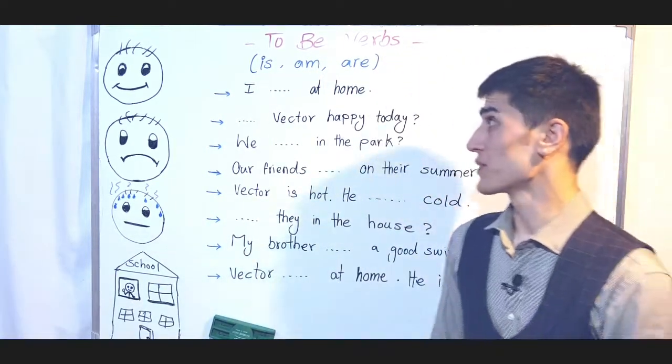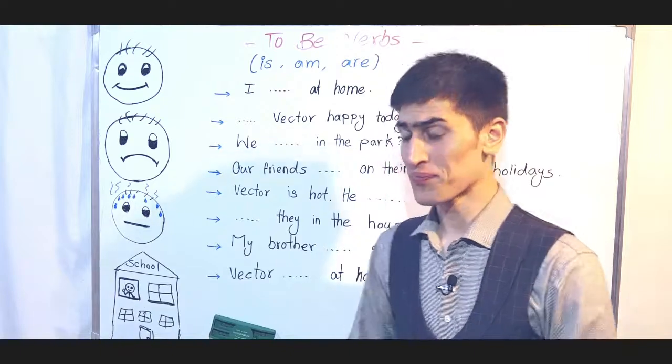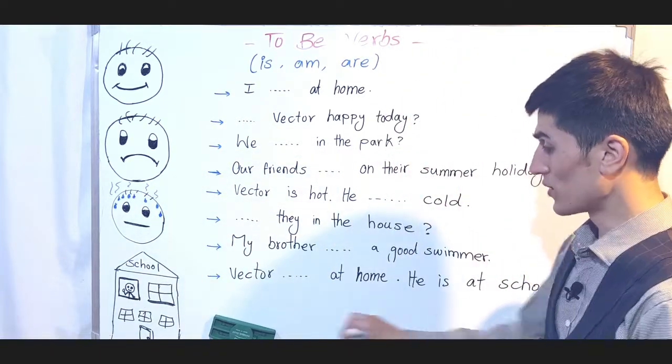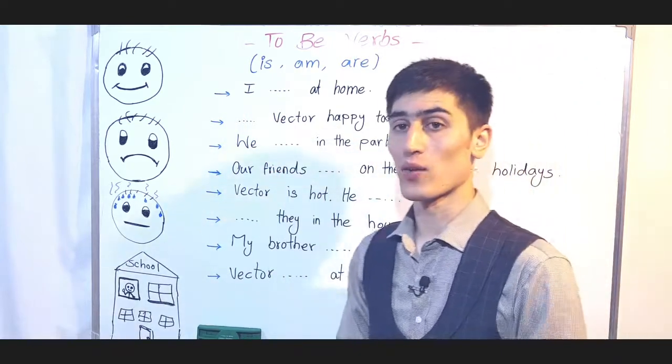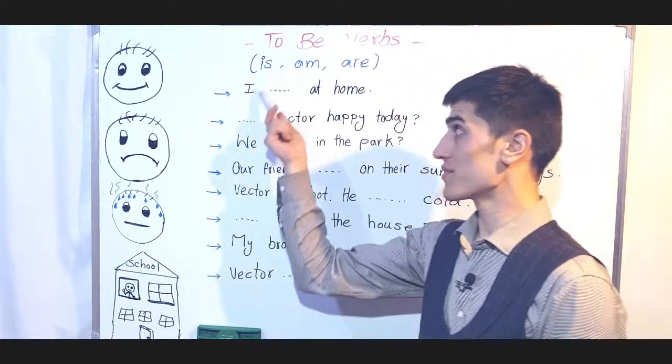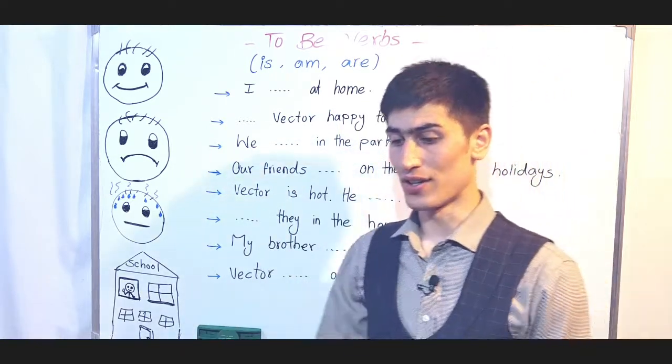Okay, here we go. Let's practice the to be verbs and let's use them in sentences. Let's start. The first sentence we have is with I. Now, I at home. I at home. ما در خانه.